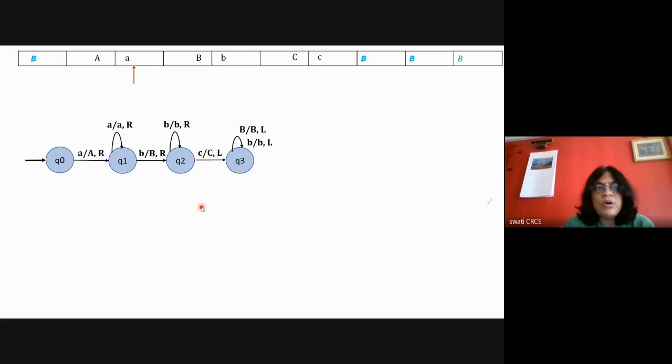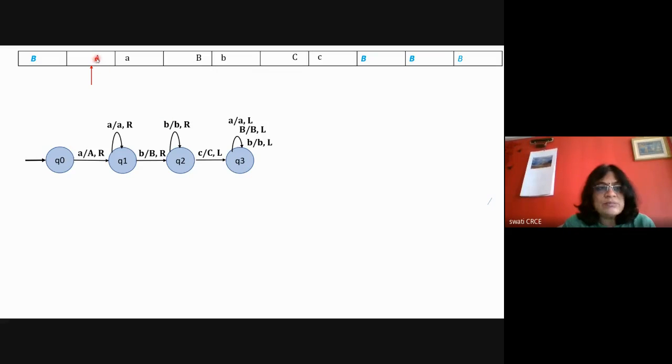If it is getting a small a, it will go to left. Now it is getting capital A in Q3. Okay, so here actually there is a confusion over capital B. I have used this slanted capital B with the blue color to indicate a blank symbol, and capital B is my tape symbol. Okay, now here in Q3 it is getting small a.